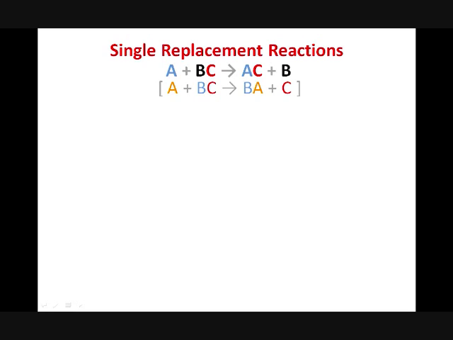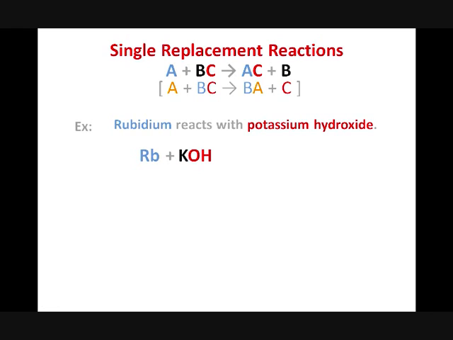Okay, here's a real example. Rubidium reacts with potassium hydroxide. Well, we see rubidium, that's a metal element, it's Rb, and we see potassium hydroxide. So Rb must be reacting with KOH for potassium hydroxide. Watch out for that polyatomic ion, don't let it trip you up.